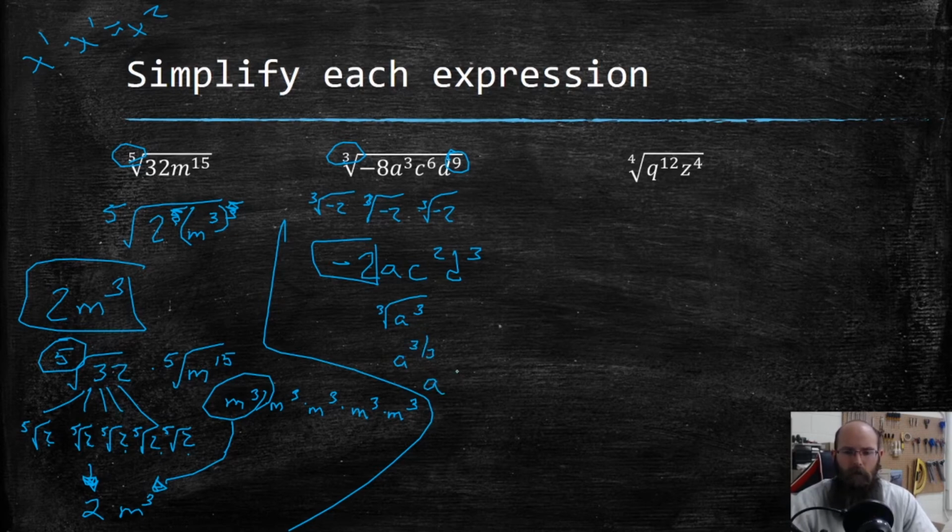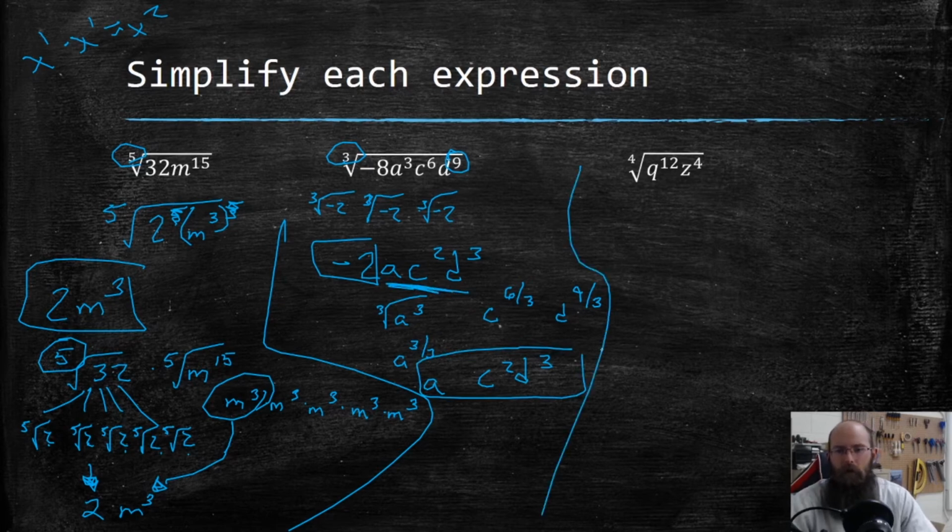Cool. But then it's c to the 6th, and the cubed root of it. So that's c to the power over the root. Oh, well, that's c squared. And then we have d to the power of 9, the root of 3. That gets me d cubed. Those letters, just like these. Kind of neat, I think. Let's do this next one like that.